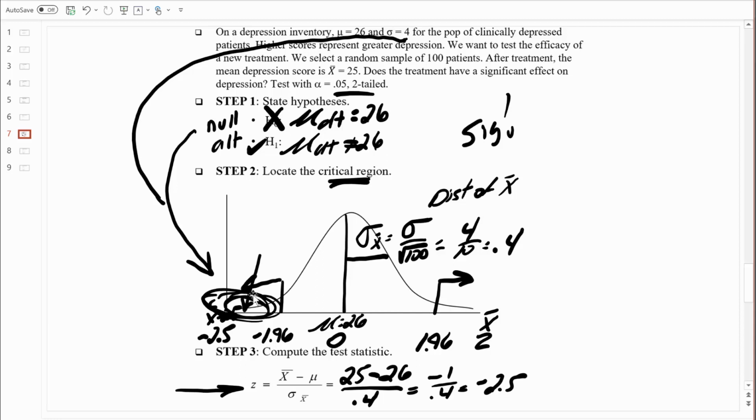What is the probability that we're making a type 1 error? If we use an alpha of 0.05, then at least theoretically speaking, the probability of making a type 1 error over the long run is 5%.